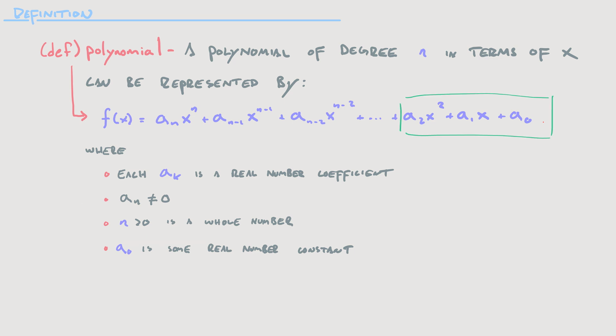Now, I intentionally went out to 2 here in descending order because this you have seen before. It is a quadratic, right? A quadratic is a polynomial of degree 2 because it goes a sub 2 x squared plus a sub 1 x plus a sub 0, except we call those coefficients a, b, and c respectively. But a quadratic is a polynomial. In fact, so is a linear function. y is equal to mx plus b, right? That's like a sub 1 x plus a sub 0.